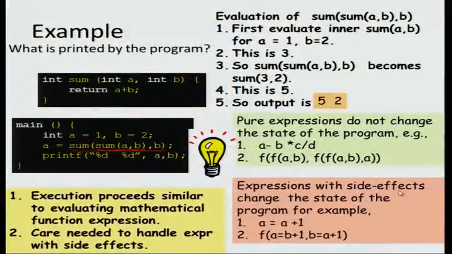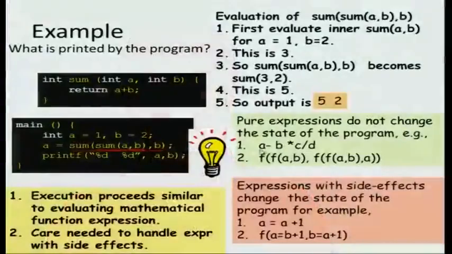Now expressions with side effects change the state of the program. For example, when I execute an expression a equal to a plus 1, this is an expression, it has a value. So let us say that a was 1 before, a equal to a plus 1 has value 2 and a is assigned the value 2. The state of the program involves, for example, what values are stored in the variables. When you execute the expression a equal to a plus 1, the value of the variable a changes.